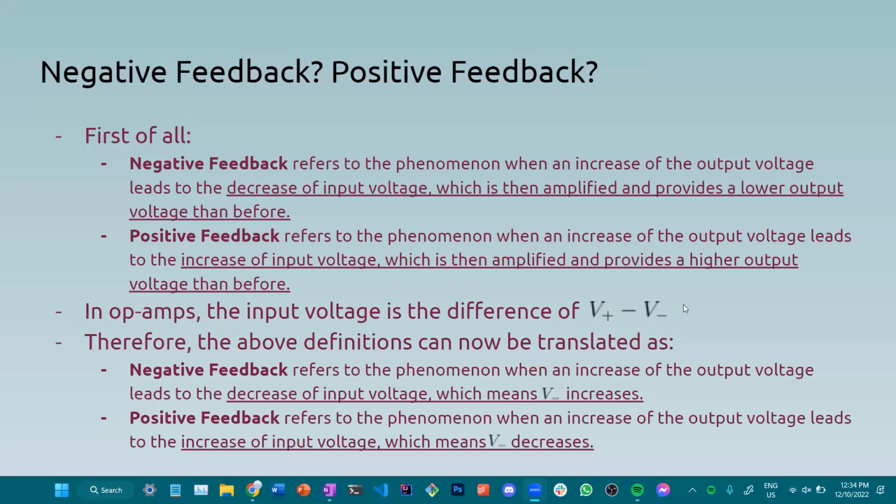So as we talked about before, negative feedback is when you increase your output, the input that your op-amp receives is actually the difference. Increases your input voltage. And because your input is the difference between V plus and V minus, this means that while your V plus stays constant, your V minus must have also increased. So negative feedback in general just means that if you increase your output voltage, it increases your V minus. And this gives it a bit more intuitive sense of why it's called negative feedback.